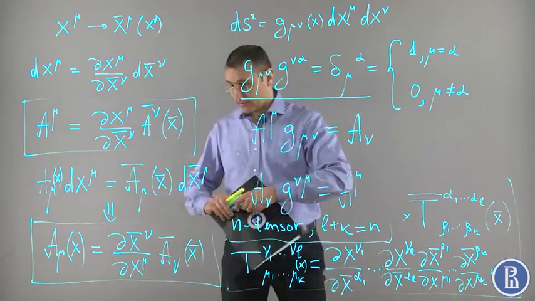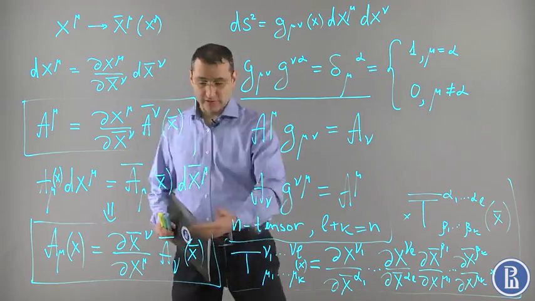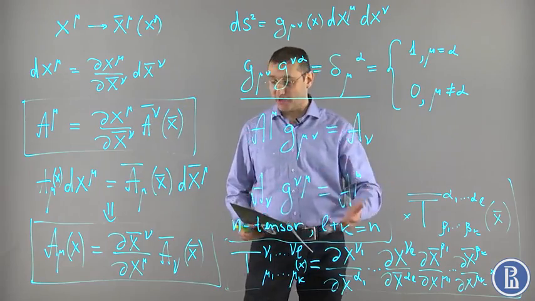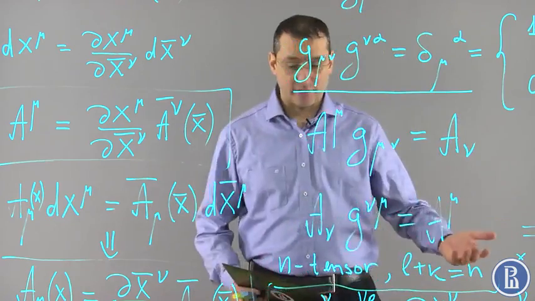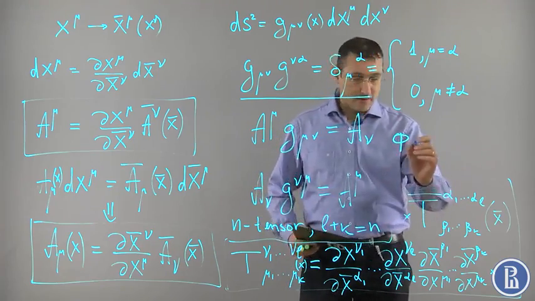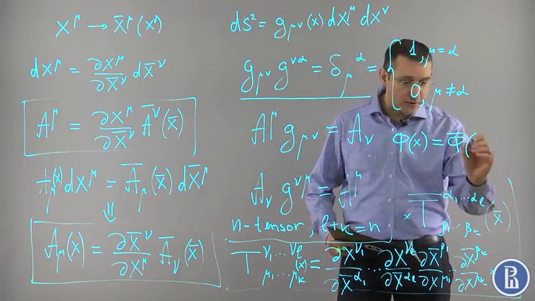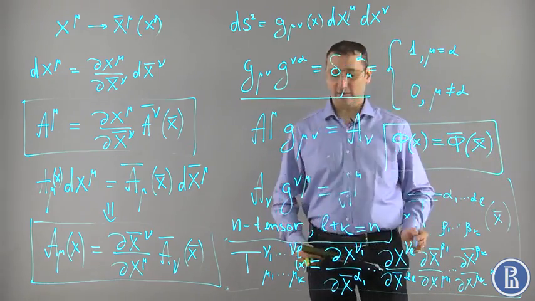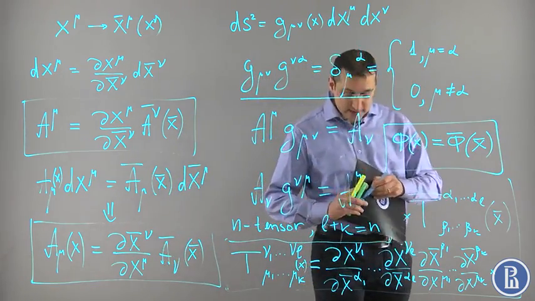A vector is just a variant of an n-tensor with only one index, so it's a one-tensor. The simplest tensor is a scalar, a quantity which doesn't have any index and which transforms trivially under the coordinate transformation. Trivially in the sense that it was originally a function of x and became some new function of x bar. So this is the rule for the transformation of a scalar. Vectors are like this.